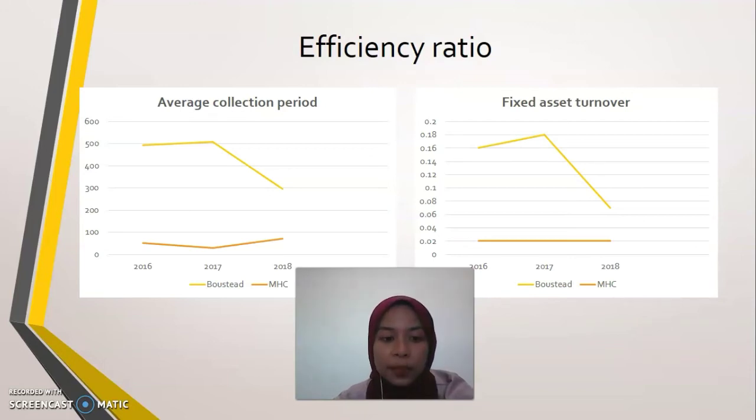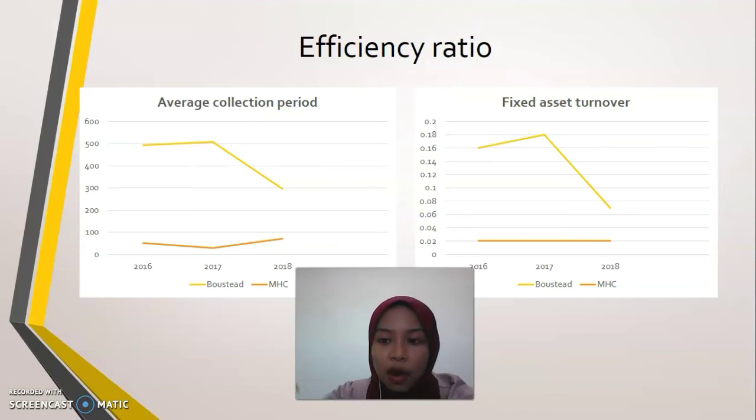So for MHC plantation, they take 51, 28 and 71 days in 2016, 2017, and 2018 respectively to collect debt from their clients. MHC is very efficient in managing their receivables, in 2017 with a 28 days collection period, compared to 2016 and 2018, which take a longer period.